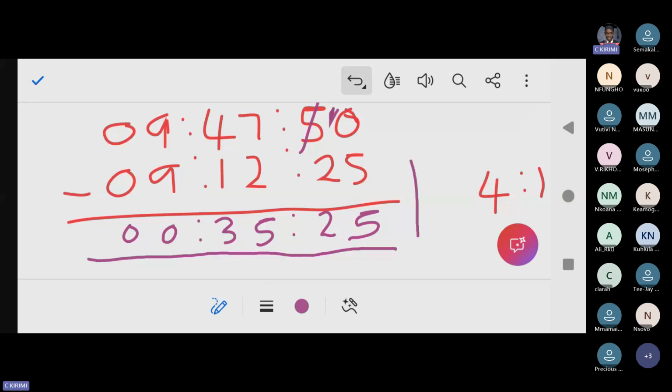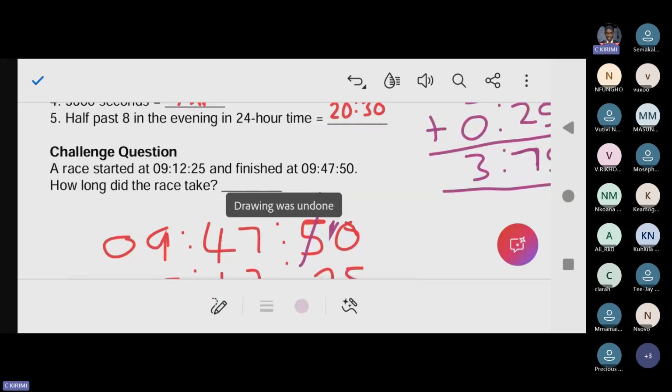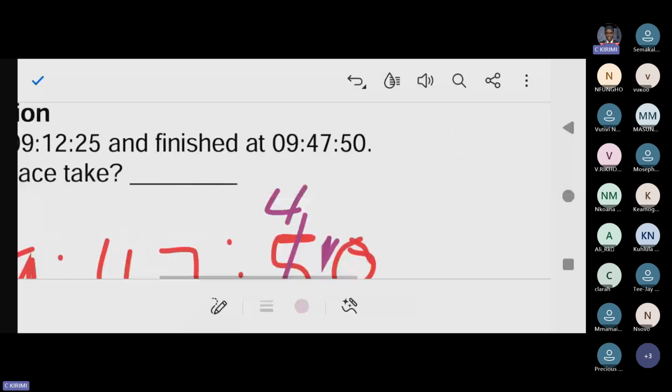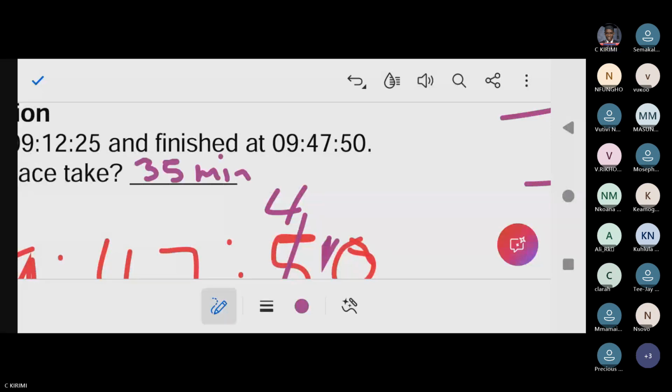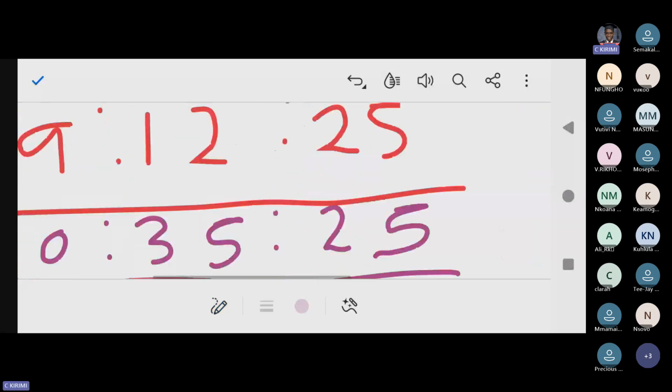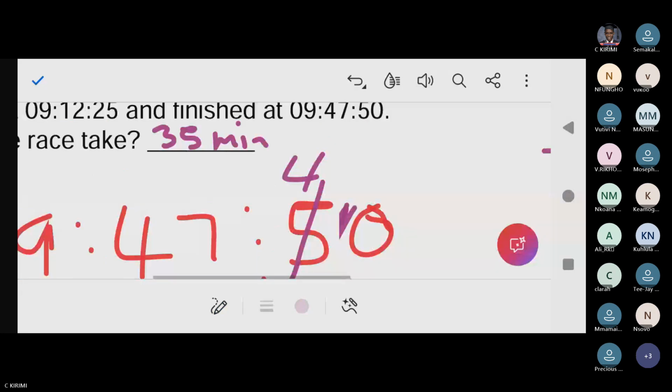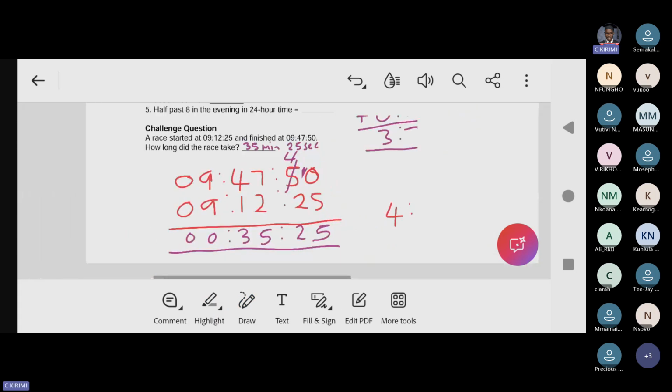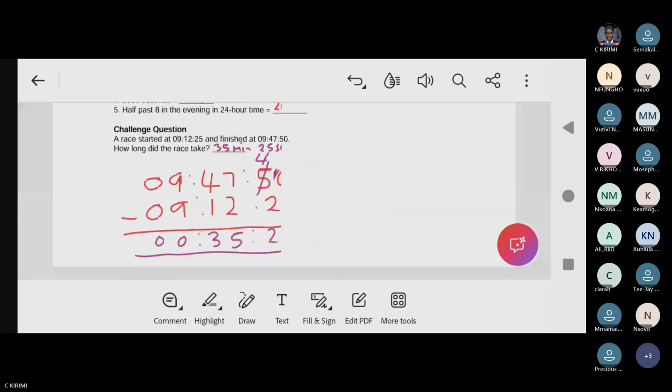So if you are to write that time in words, the time it took was 35 minutes and the seconds we have are 25 seconds. That is the time worksheet for grade 5 and grade 6.